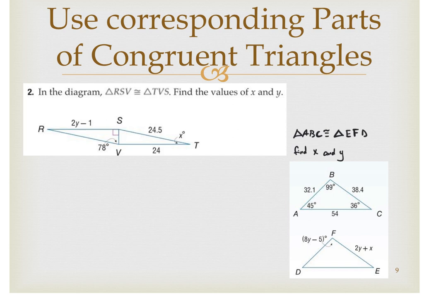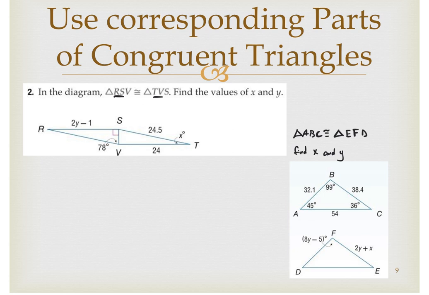So you can use that information to solve for X and Y. So I'm going to do the first one with you, or number 2, and then you're going to do this other one off to the side by yourself. Here we go. Now we are told that RSV is congruent to TVS. What I'm going to do is annotate this because I don't want to get things screwed up. So I know that RS is congruent to TV.